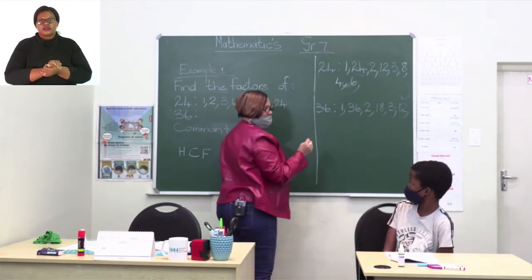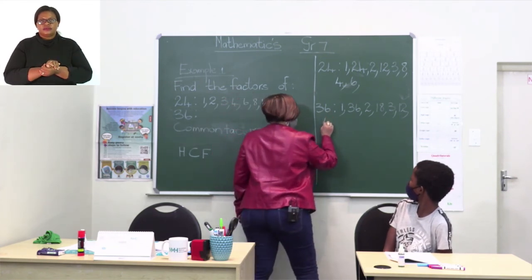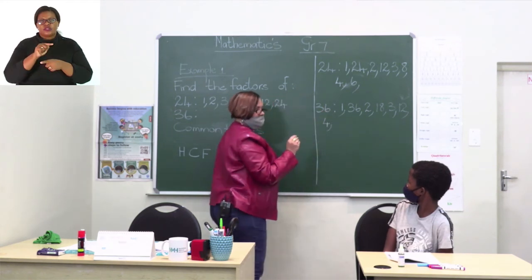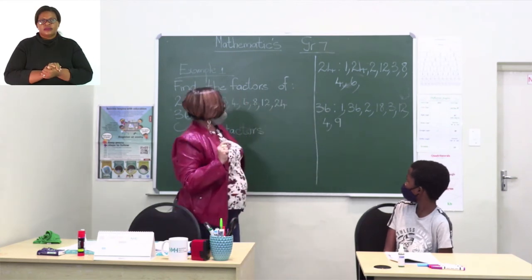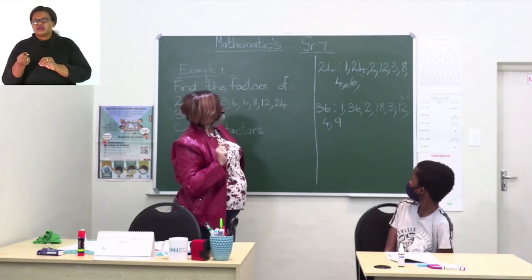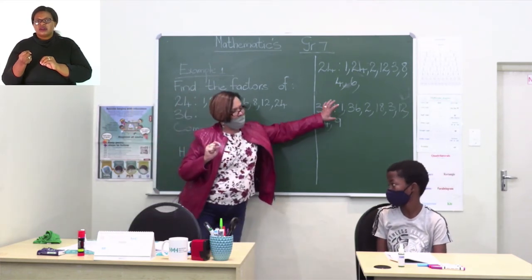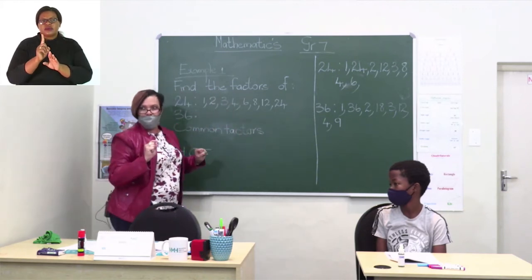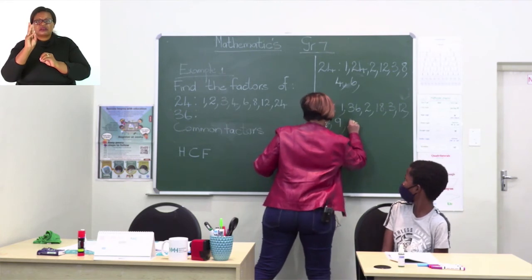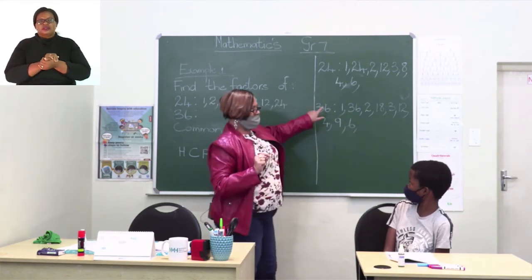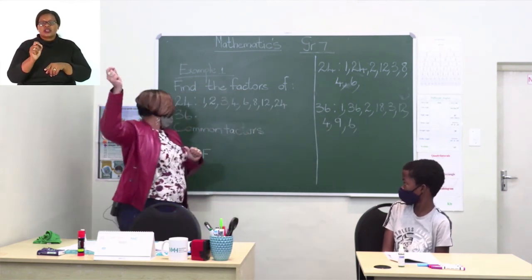Any other number? 4. 4 divide into 36? 9 times. Correct. Are there any more numbers? No. So what is our next step now? You put them in order. We put them in order. We have left out one number. Pomweni, help me here. 6. 6 divided into 36? 6 times. So we only write it once.